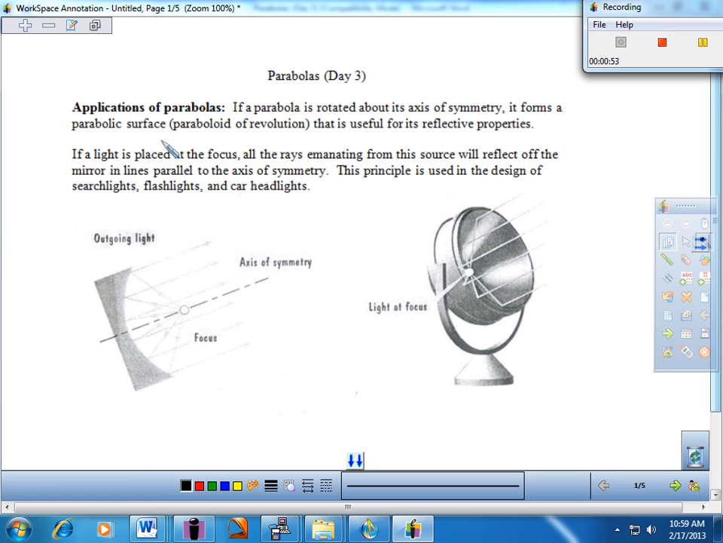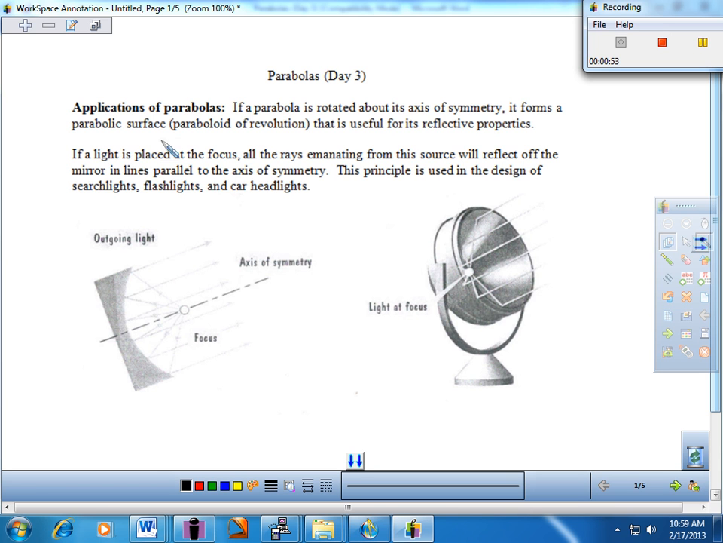So we're going to take a look at it really from two different perspectives. Either the paraboloid of revolution is going to be the source itself, or the paraboloid of revolution is going to be the collection point from an outside source. And so let's go ahead and take a look at those two perspectives on your paper.